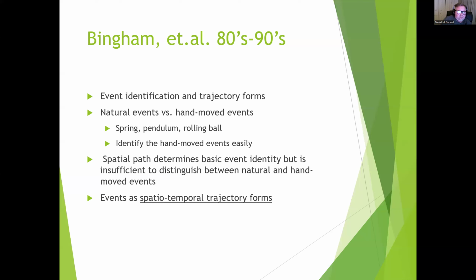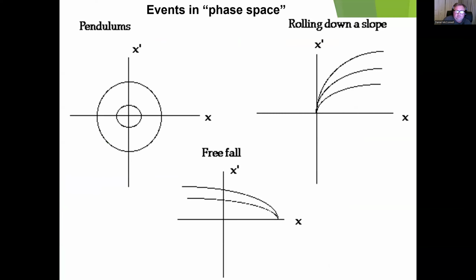So Bingham makes the claim, using this term we've used before, of a spatiotemporal pattern, right? But here he refers to it as a spatiotemporal trajectory form. What is that? Well, that is what this is.